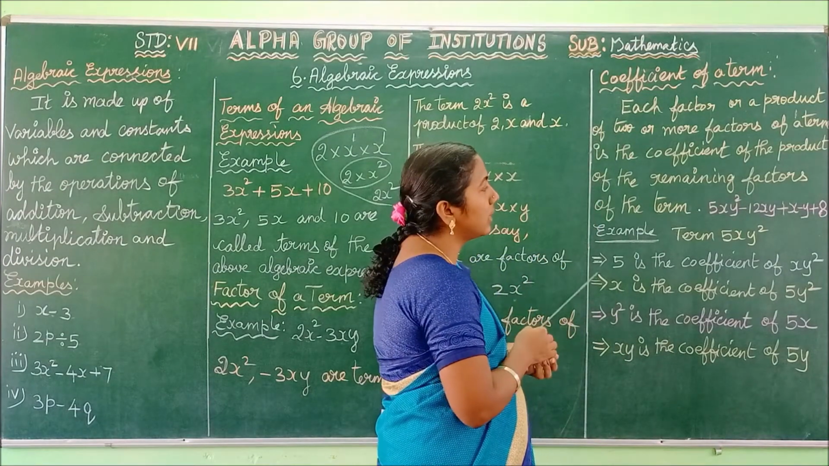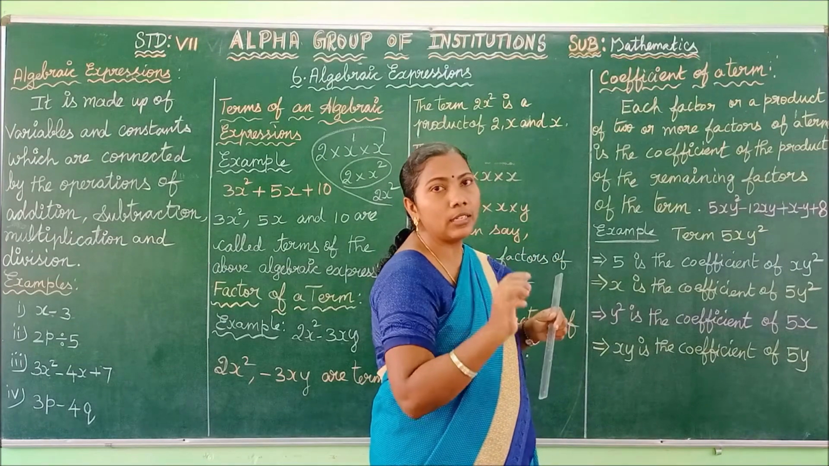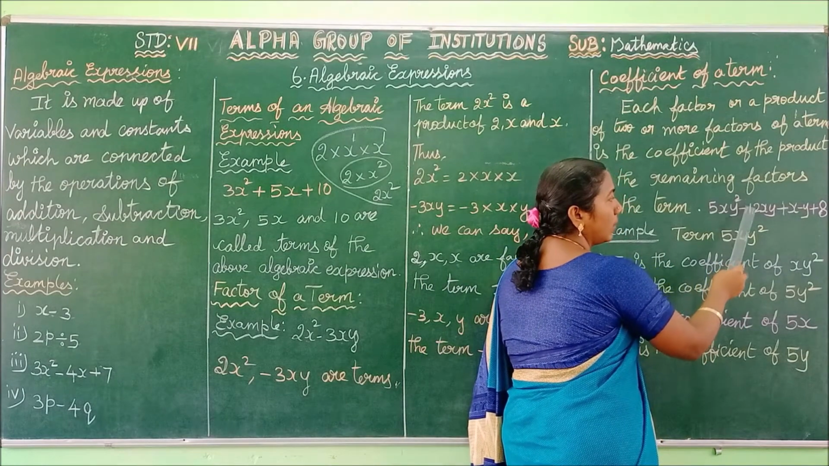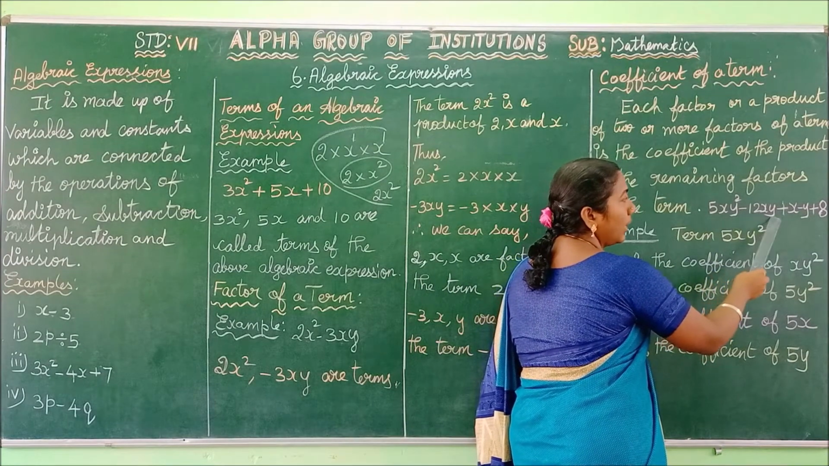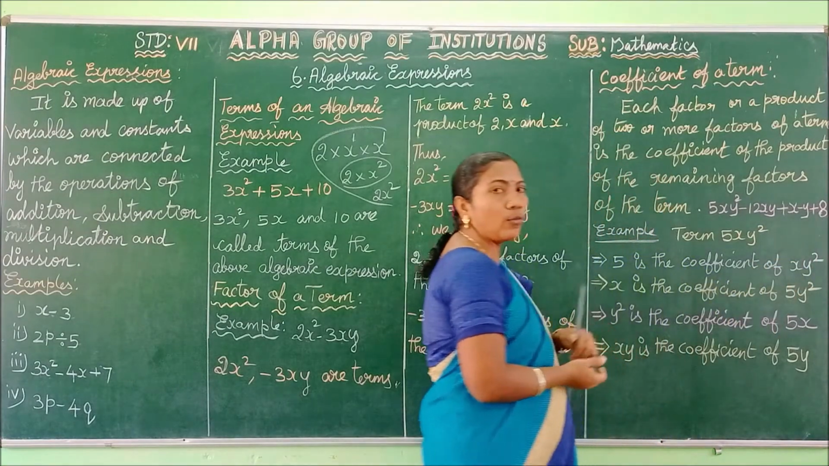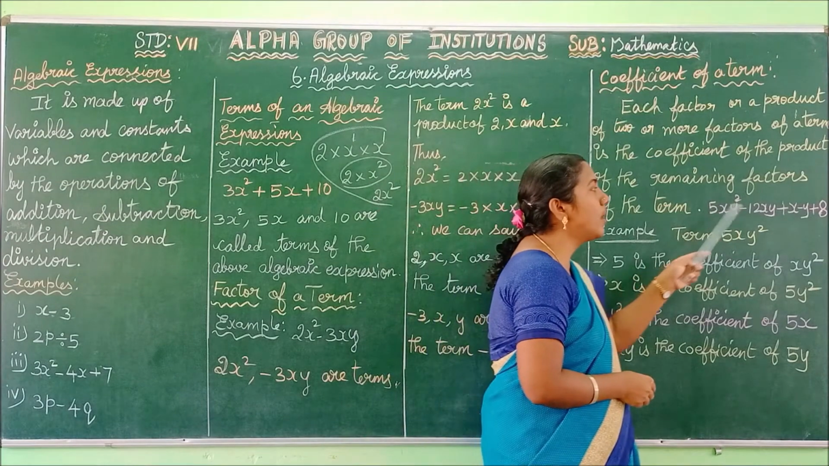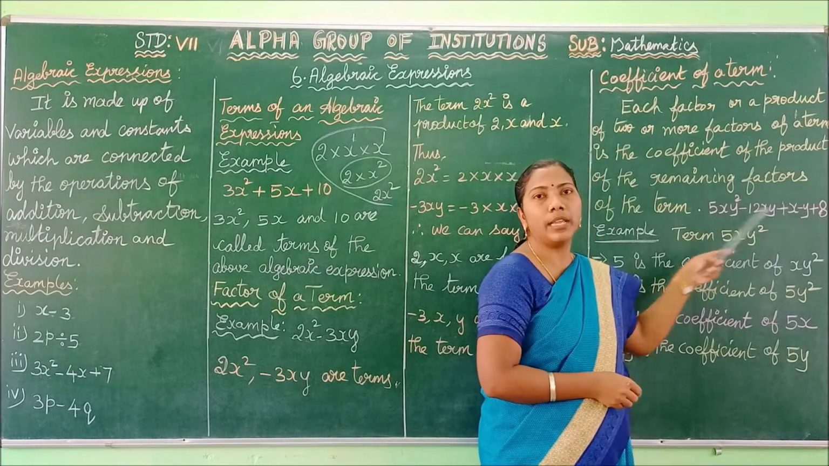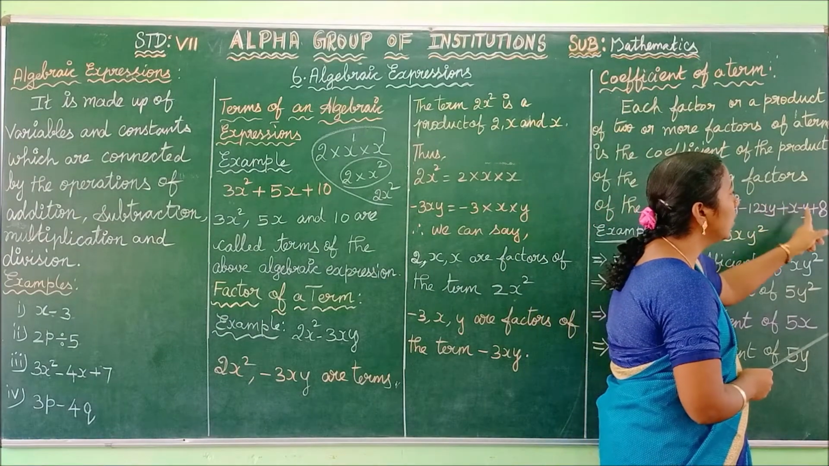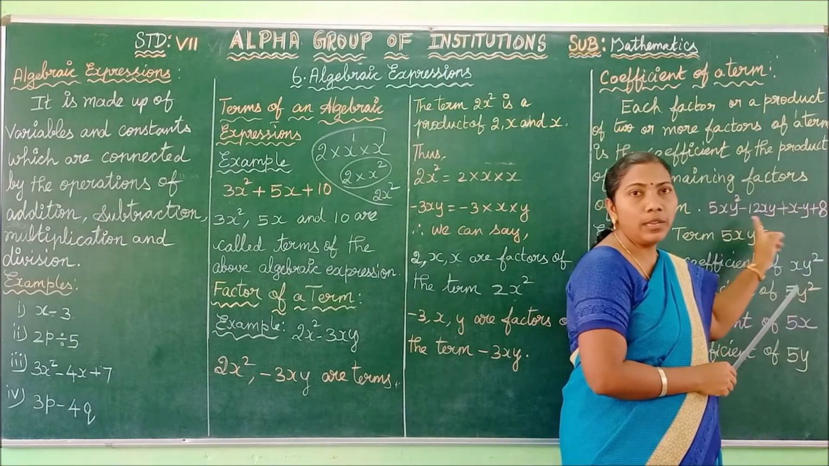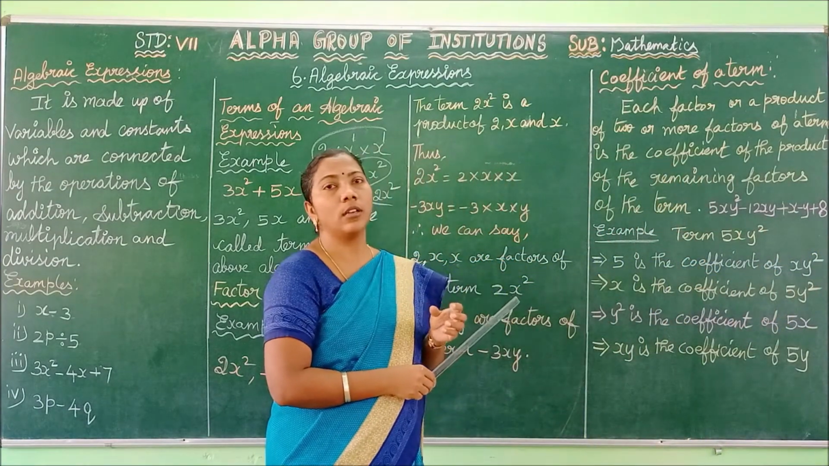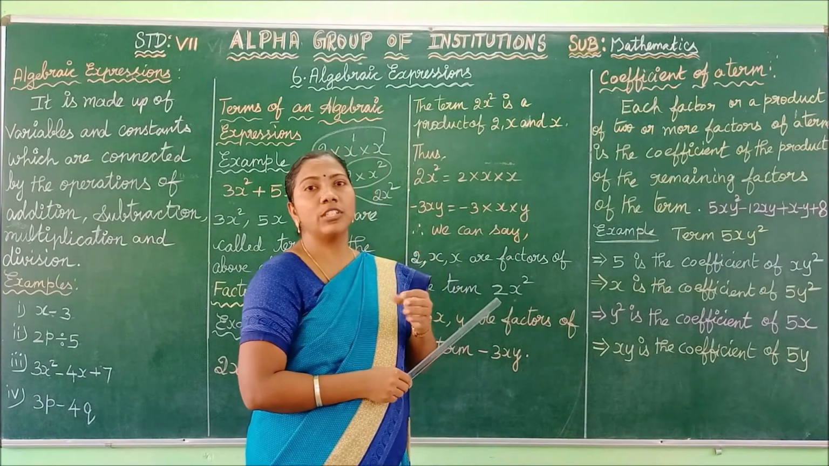Let us see what the coefficient of a term is. Consider this algebraic expression, children: 5xy square minus 12xy plus x minus y plus 8. Now listen carefully. How many terms are there in this algebraic expression? Let us count: 1, 2, 3, 4, 5. This algebraic expression contains 5 terms. Now we are going to discuss the coefficient of each term.